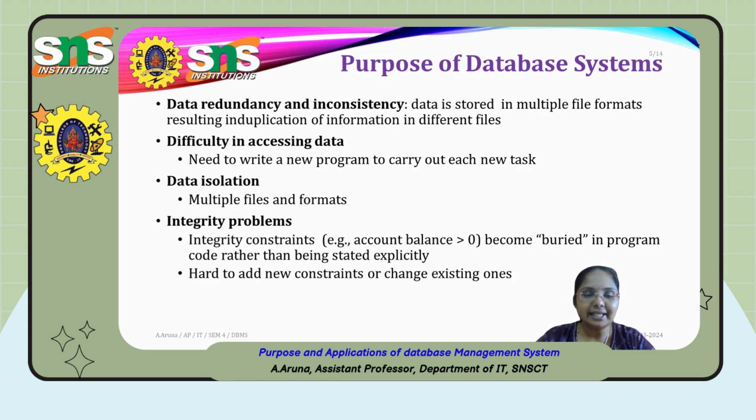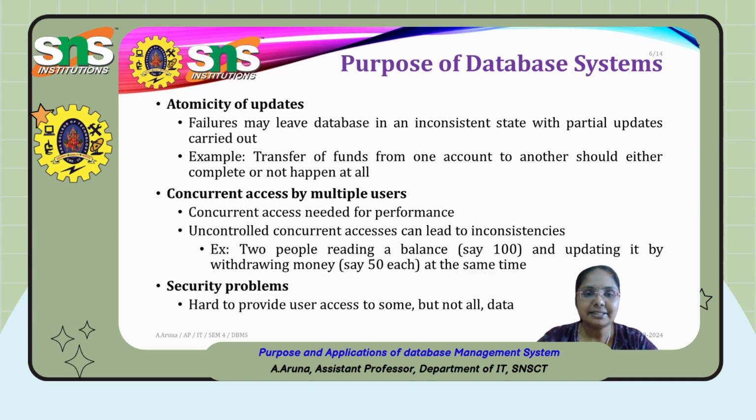The third thing is the integrity problem. Integrity problem means, for example, that only if your account balance is greater than 0 must a transaction take place. These types of constraints cannot be set in a file system. This is applicable in a database system.